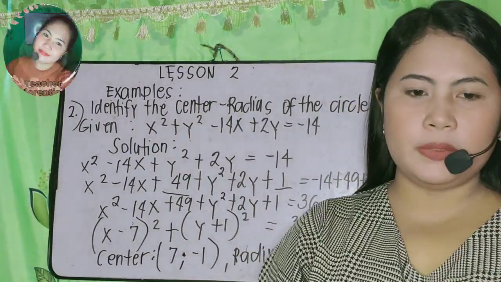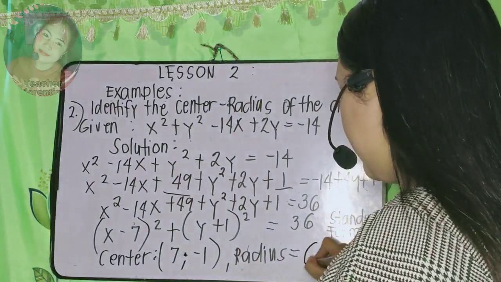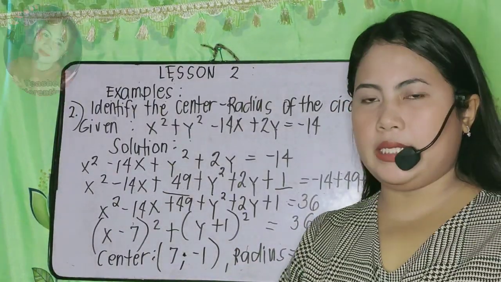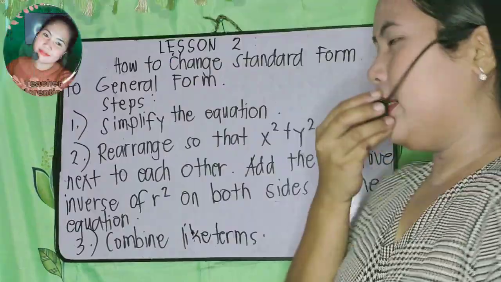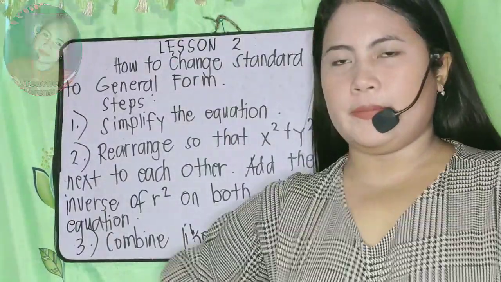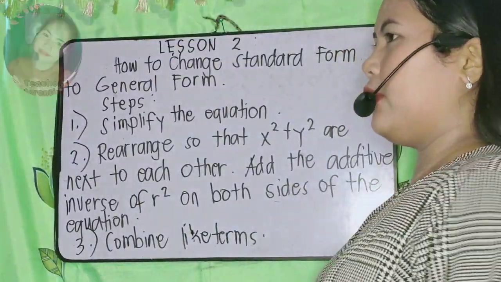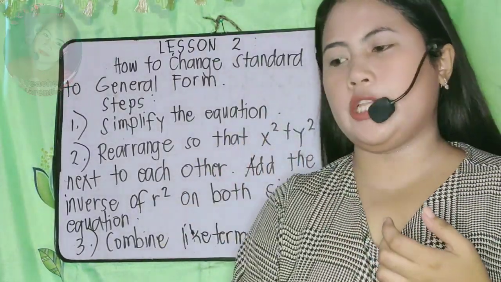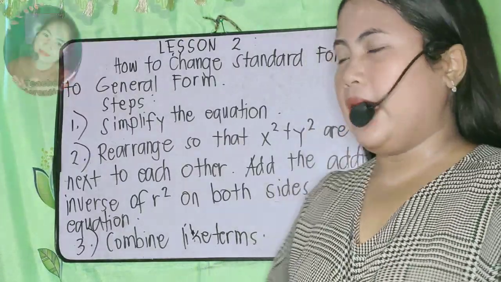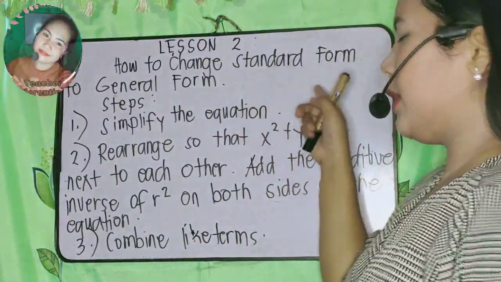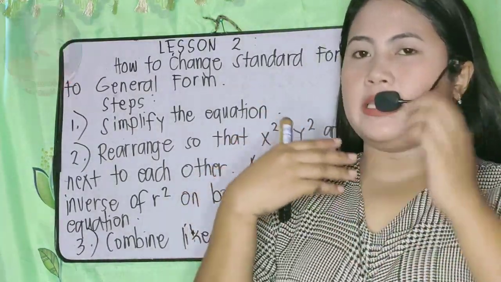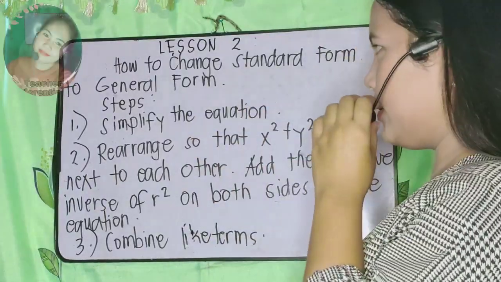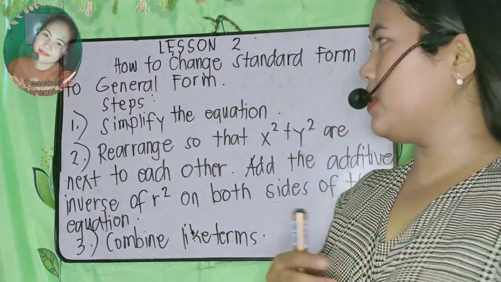Our radius will be positive 6, kasi factor ng 36 is 6. Okay? So let's proceed to our next lesson. So vice versa, a while ago we changed general form into standard form. And here, we're going to change standard form to general form. So, vice versa.